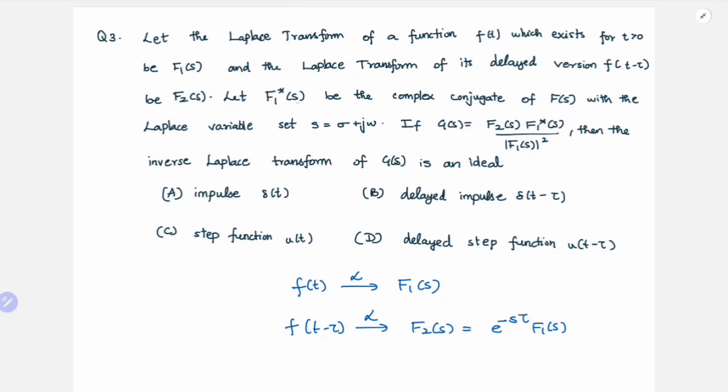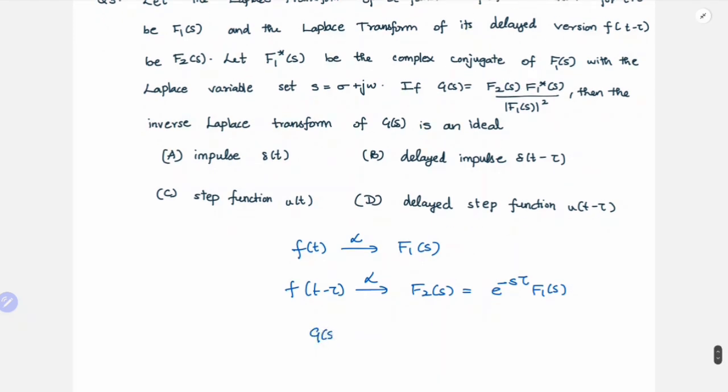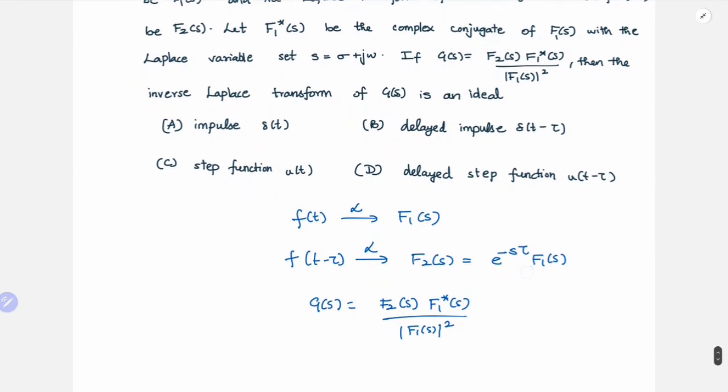Let F1 star of s be the complex conjugate of F1 of s, with the Laplace variable set s equal to sigma plus j omega. If G of s is equal to F2 of s times F1 star of s by modulus F1 of s whole square, then the inverse Laplace transform of G of s is an ideal impulse, delayed impulse, step function or delayed step function.